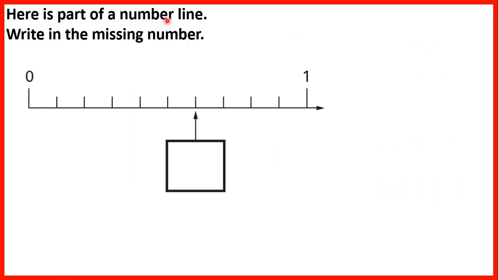Here is part of a number line. Write in the missing number. So we have 0 and 1 marked on our number line. And to get from 0 to 1, we have 1, 2, 3, 4, 5, 6, 7, 8, 9, 10 lines. So that means each of these little lines is 1/10.